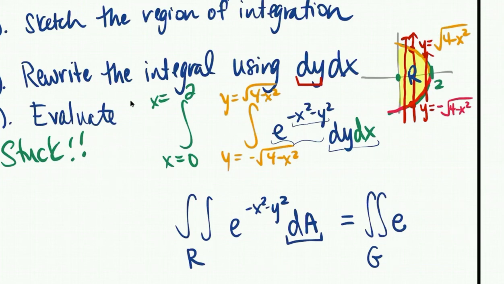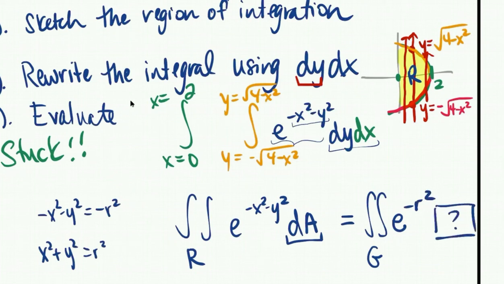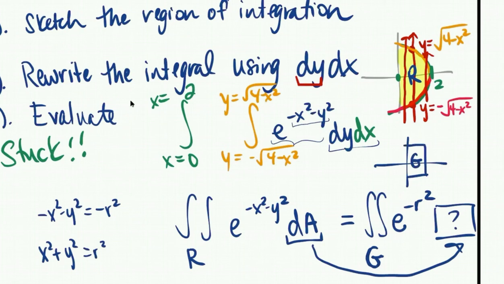The integrand here is going to be pretty easy to translate to polar, because in negative x squared minus y squared, notice x squared plus y squared was just r squared. So this is just going to be negative r squared. But then the question is, what is this dA in polar? Because our bounds, we know how to do. The G that we wrote is going to become the rectangular region here that goes from negative pi over 2 to pi over 2, 0 to 2. This is r, this is theta.